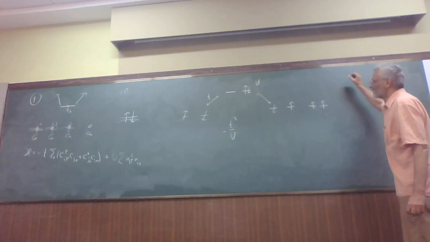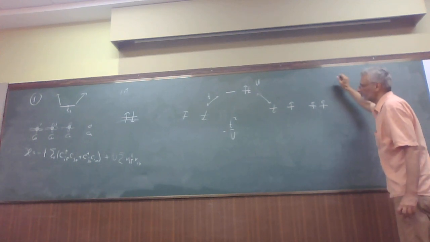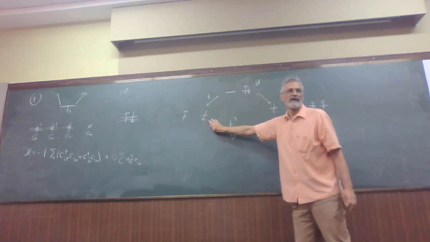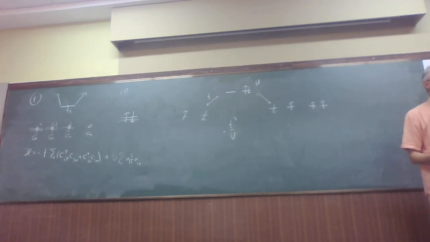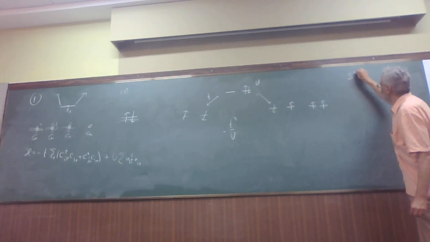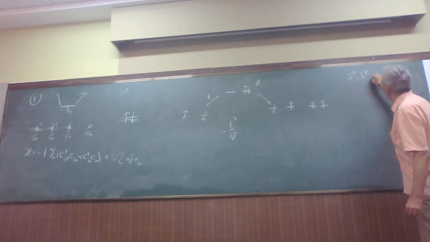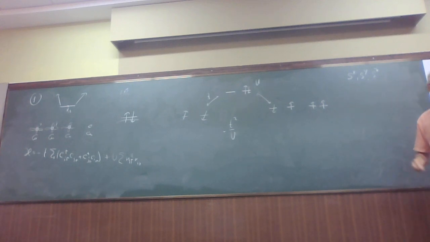Right. So these are spin one half objects. To describe a spin one half object, we use the spin raising and lowering operators. So we have Sx, Sy, and Sz, and they satisfy the usual algebra.